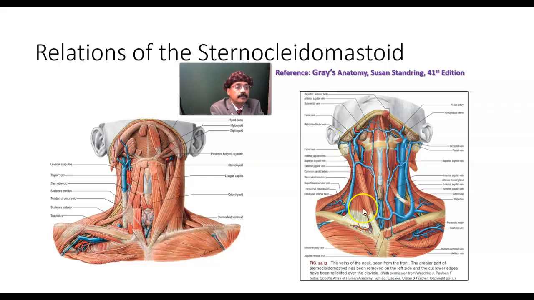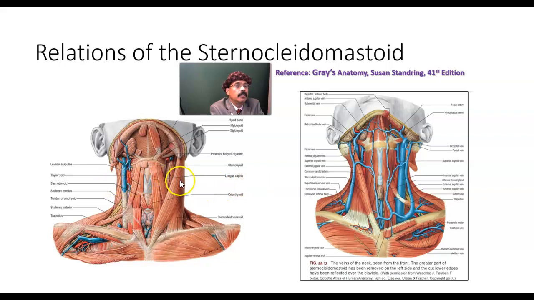The sternocleidomastoid muscle also covers other muscles like the superior belly of the omohyoid muscle and the posterior belly of the digastric muscle. It also covers the sternohyoid muscle and the sternothyroid muscle. The carotid sheath is under cover of the sternocleidomastoid muscle.